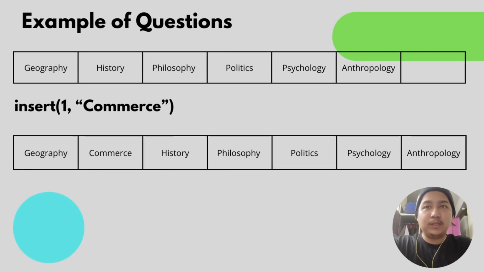The next operation is insert commerce into address 1. The original array at address 1 is history. So we will put commerce in the history place and move the next elements in the array to the next spot in the array. So the result will be geography, commerce, history, philosophy, politics, psychology, and anthropology.